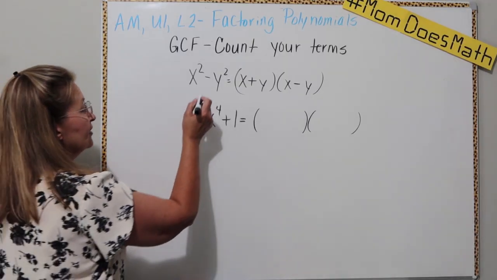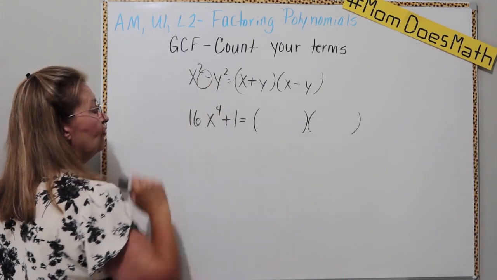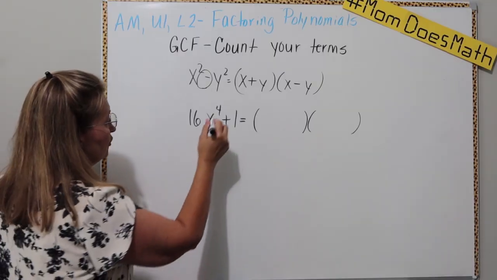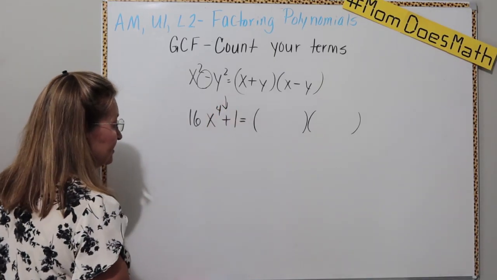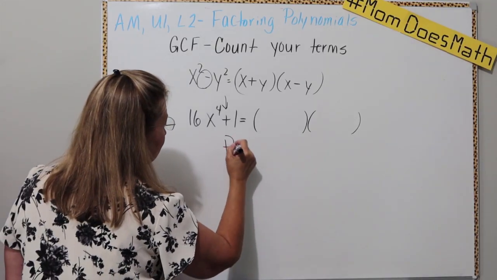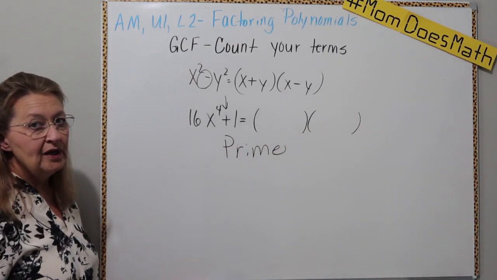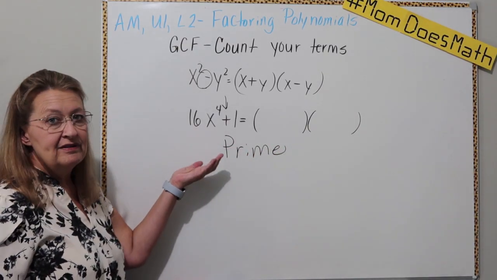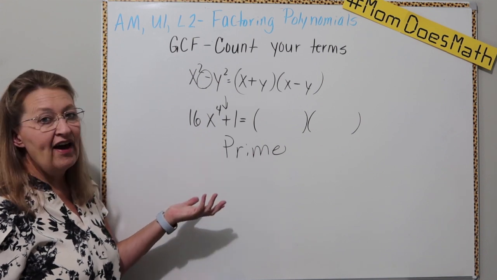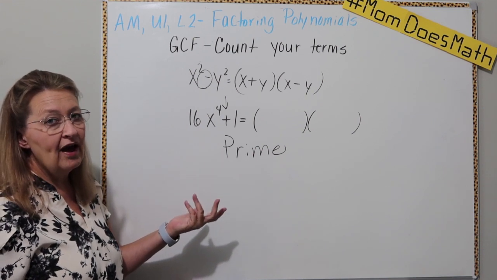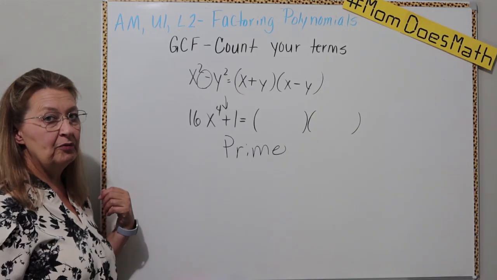No, you cannot. Why? Because the formula specifically works for a difference. What you have here is a sum. So your answer actually is prime. You cannot factor this. This is simplest terms. I mean, it's like the number 5. You can't factor 5. So it's going to be prime.